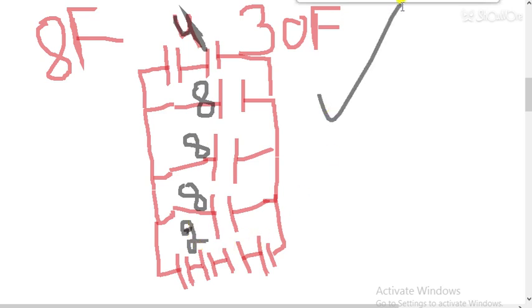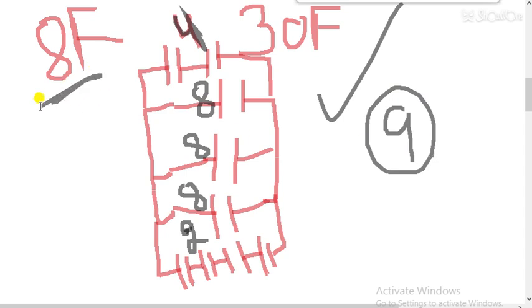So this is the minimum number of capacitors required. No other way is possible. You can check at your end also. So 1 2 3 4 5. So 5 and 4, 9 capacitors are required in this case. From the 8 farad capacitors, if you have to obtain 30 farad, then the minimum number of capacitors is 9. Again I am repeating, the maximum number of capacitors you cannot determine.